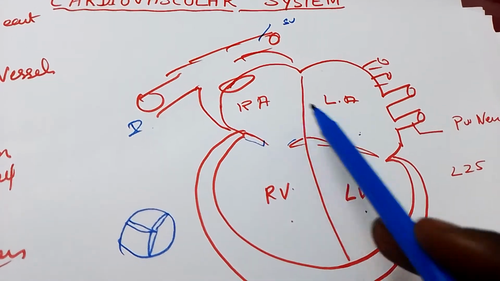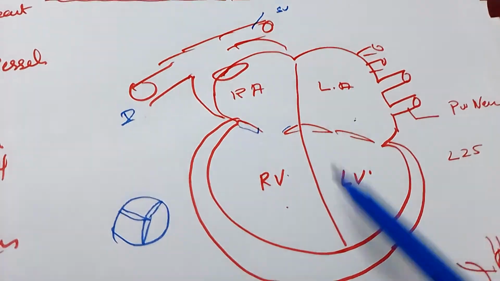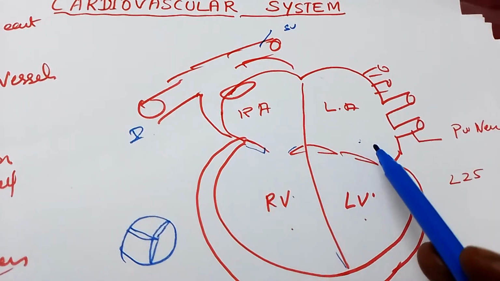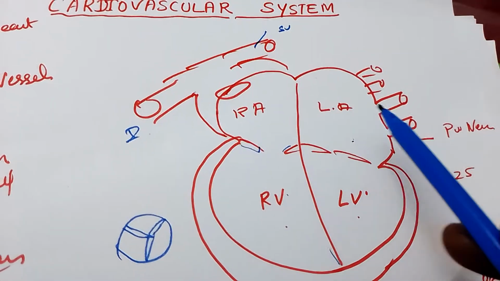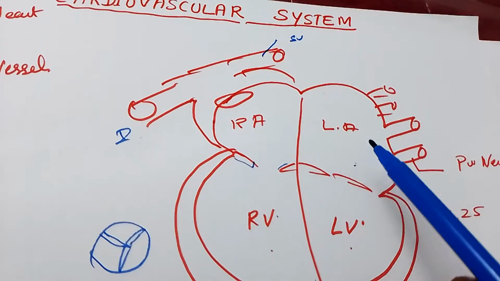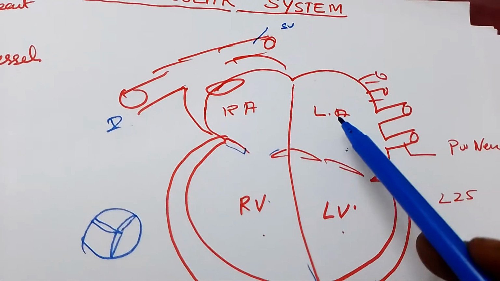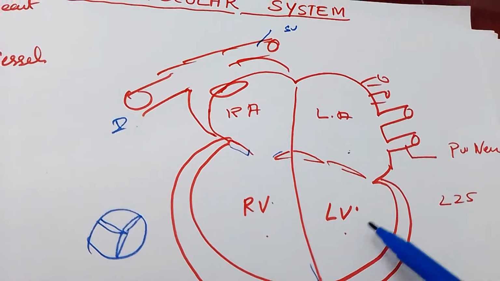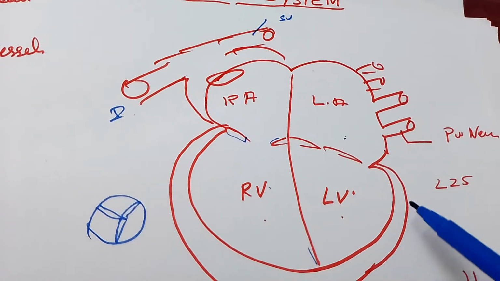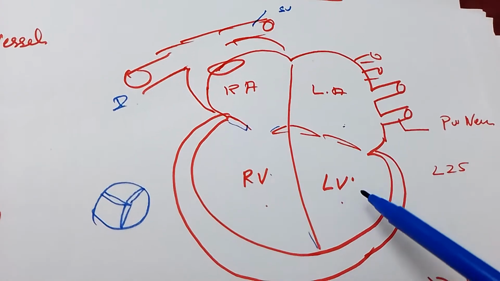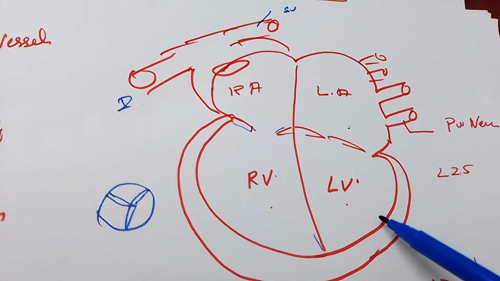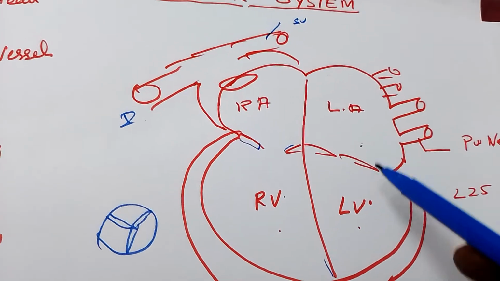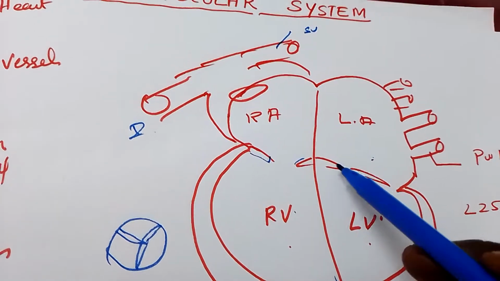This is the atrioventricular septum, which separates the right side of the heart from the left side. Understand? On this side we have the left side, called the left atrium and the left ventricle. As I told you already, the walls are very thick because the blood flows very heavily. Understand? And there is also a valve present here.